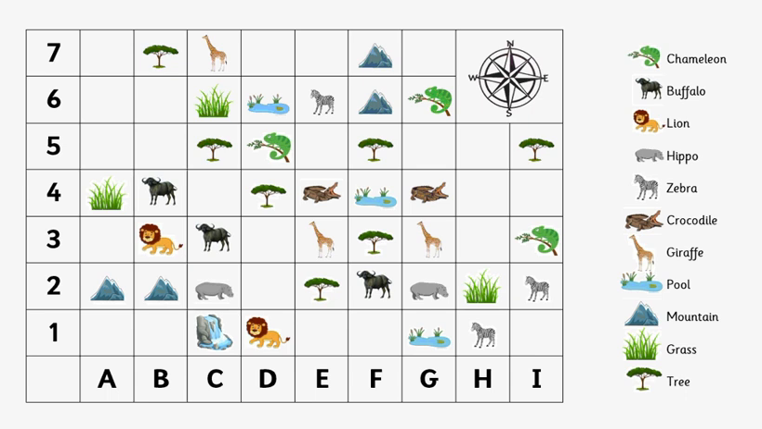Start in box D2. D2. Face north and turn 3/4 of a turn clockwise. Go forward 1 space. What have you landed on?